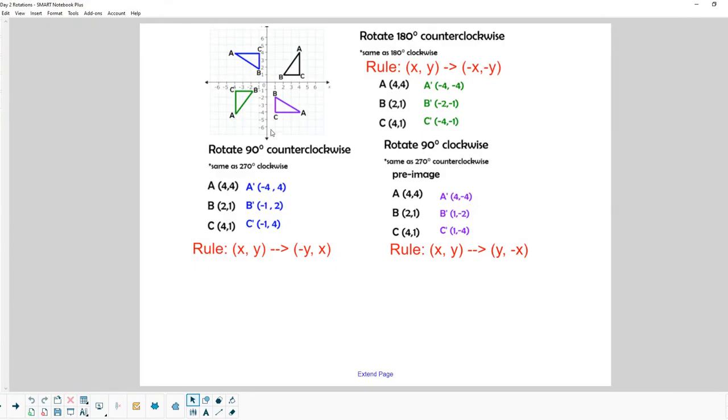Now keep in mind the rules that we learned about before. A 90-degree clockwise rotation is the same as a 270-degree counterclockwise rotation, and a 90-degree counterclockwise rotation is the same as a 270-degree clockwise rotation. So the rule in that case, (x, y) becomes (negative y, x). A 180-degree counterclockwise rotation is the same as a 180-degree clockwise rotation, and so (x, y) becomes (negative x, negative y).